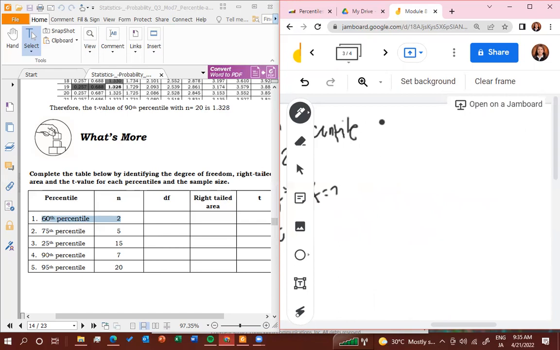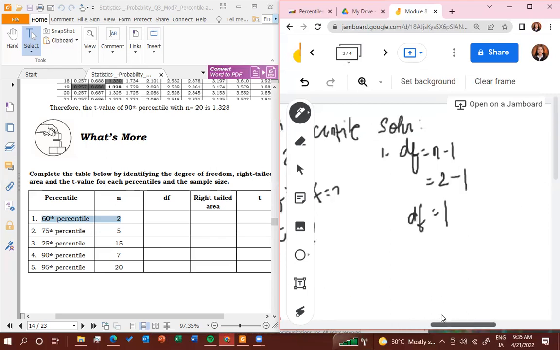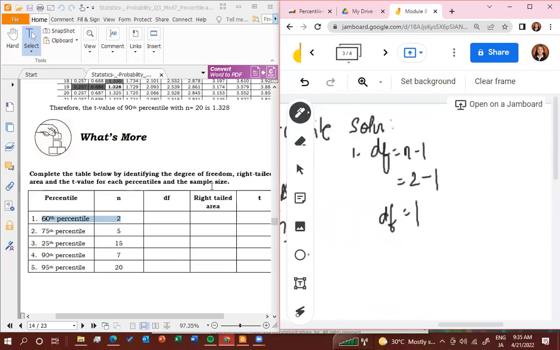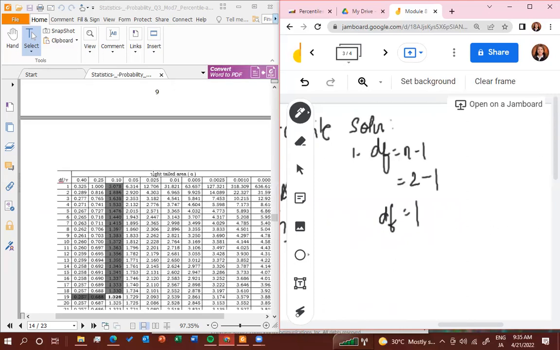The solution will be like this. First, we look for the df. The df is equal to n minus 1. Given that n is 2, the degrees of freedom would be equal to 1. Next, the right-tailed area. The right-tailed area is the error, the alpha.